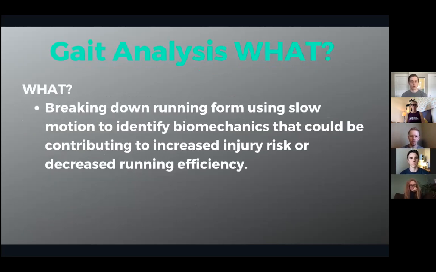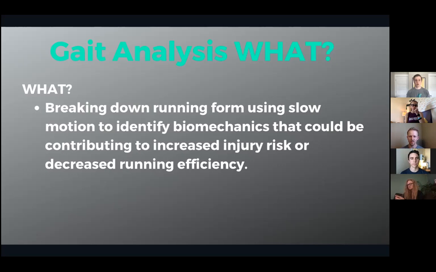Okay, so let's go over the what for running gait analysis. What is it? Essentially, it's breaking down running form using slow motion to detect and identify biomechanics that could be contributing to increased injury risk or decreased running efficiency. We've seen it done best with a treadmill, so that's typically what we'll use, but you can also do it outdoors.